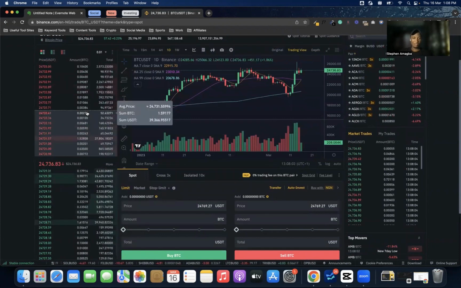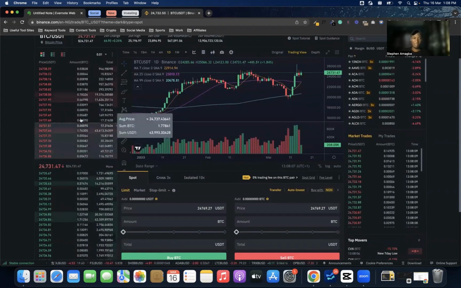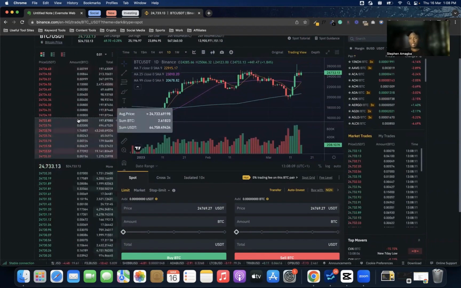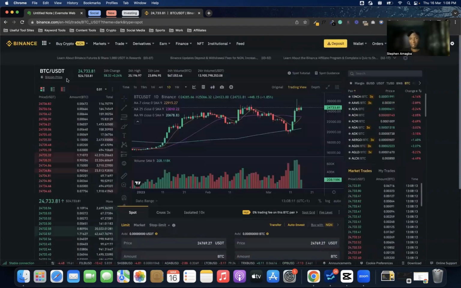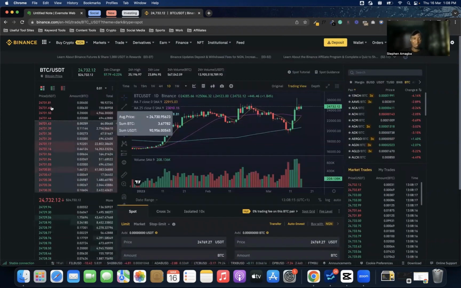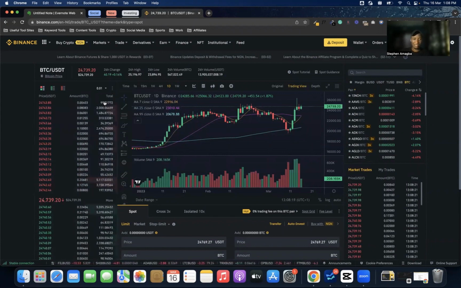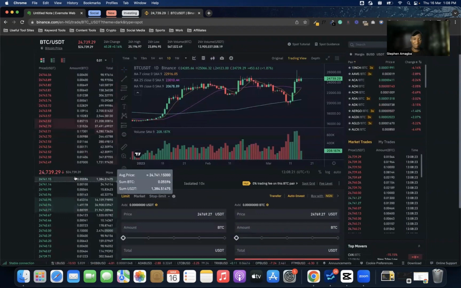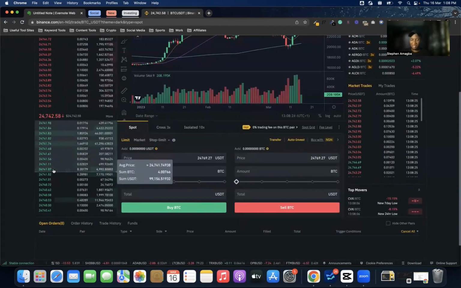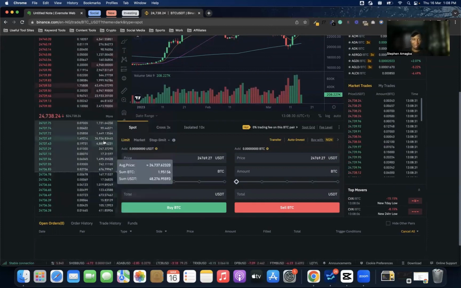Over here, what you have is actually the order book. Okay. So basically what happens here is, you can see in real time the orders people are placing in this particular market right now. You can see the price people are selling at, you can see the amount they're selling, and you can see the total in USDT. Same thing down here. These are for the buyers. So you can see the price people are buying at, the quantity, and the total.